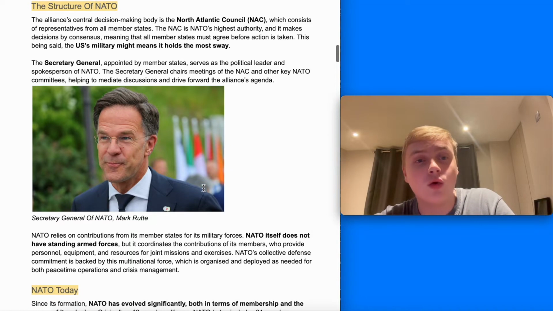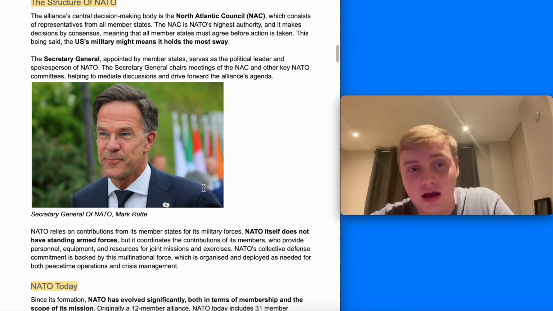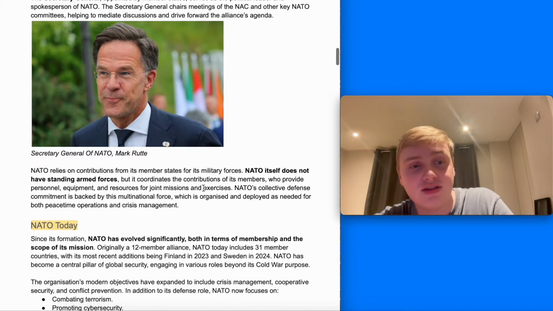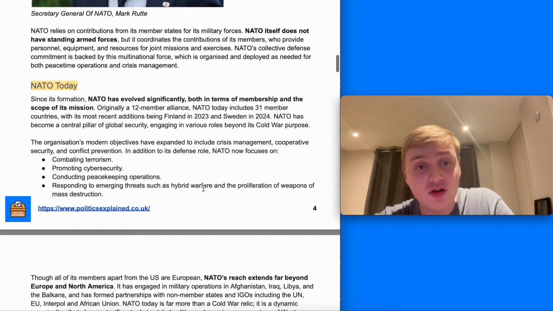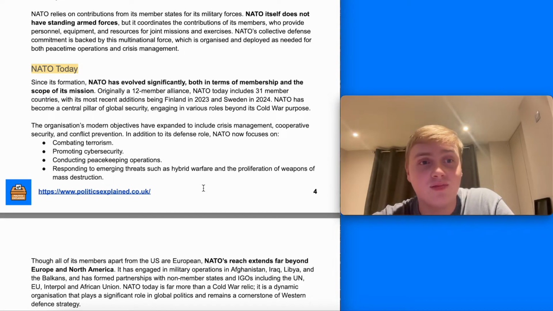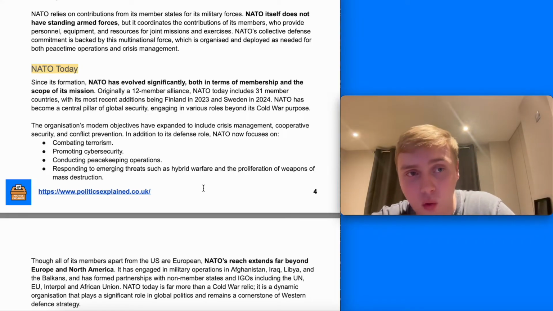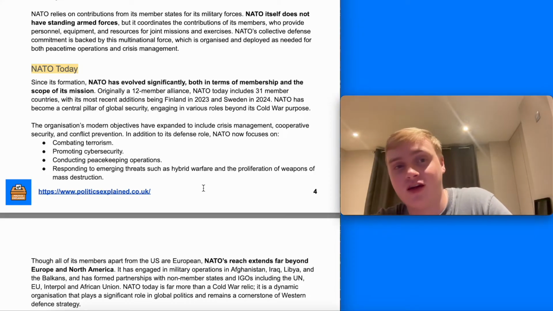The Secretary General, appointed by member states, serves as a political leader and spokesperson of NATO. They chair meetings of the NAC and other key NATO committees. Currently, that's Mark Rutte, who was a politician in the Netherlands previously. It relies on contributions from its member states for its military forces, and it doesn't itself have standing armed forces. It's just a cooperative alliance where the militaries of its member states come together and work together, and of course agree to protect each other if one of them is attacked.